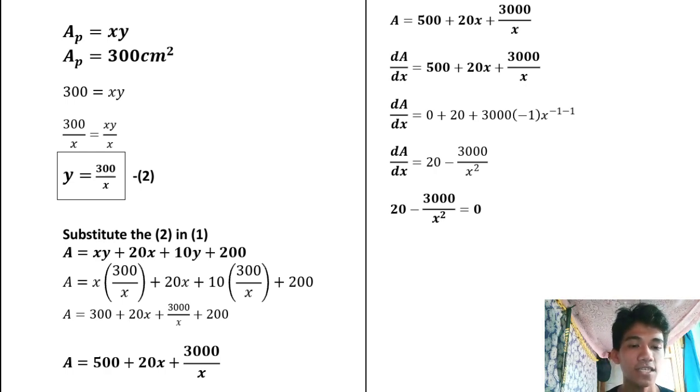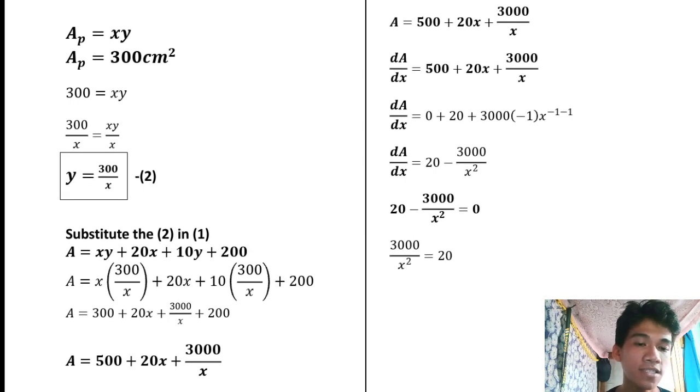After that, we transpose the 20, transferring it to the side of 0. So we have 3,000 over x squared equals 20. We directly multiply both sides by negative, since the 20 on the other side is also negative. So we have a positive answer.